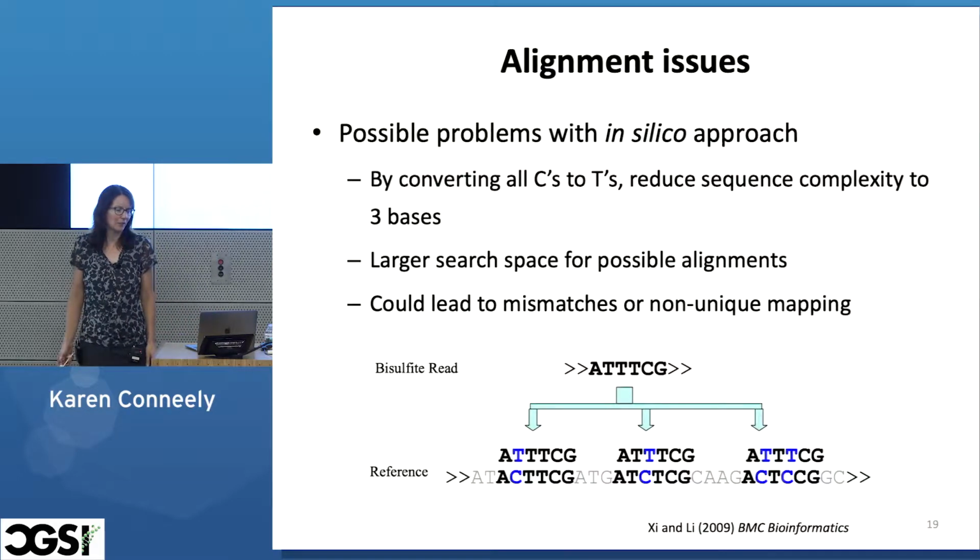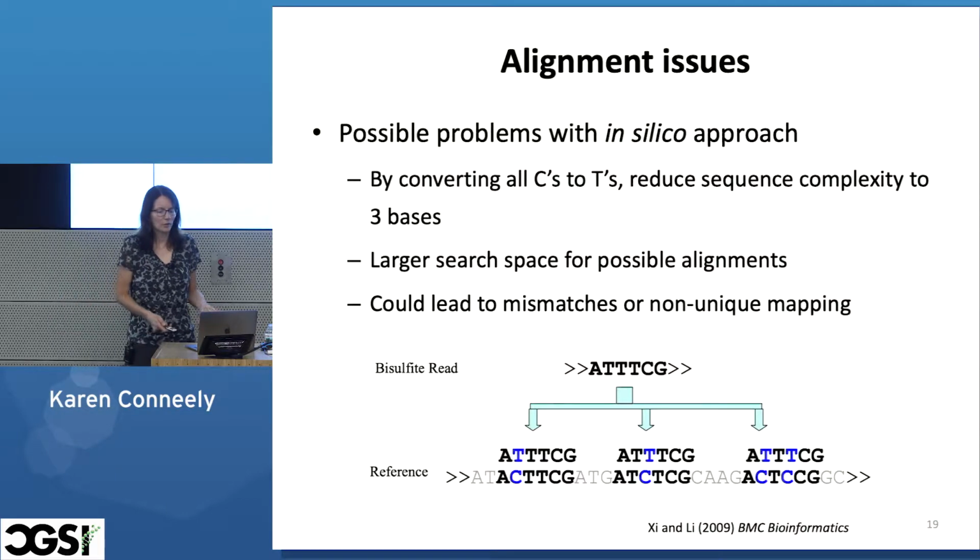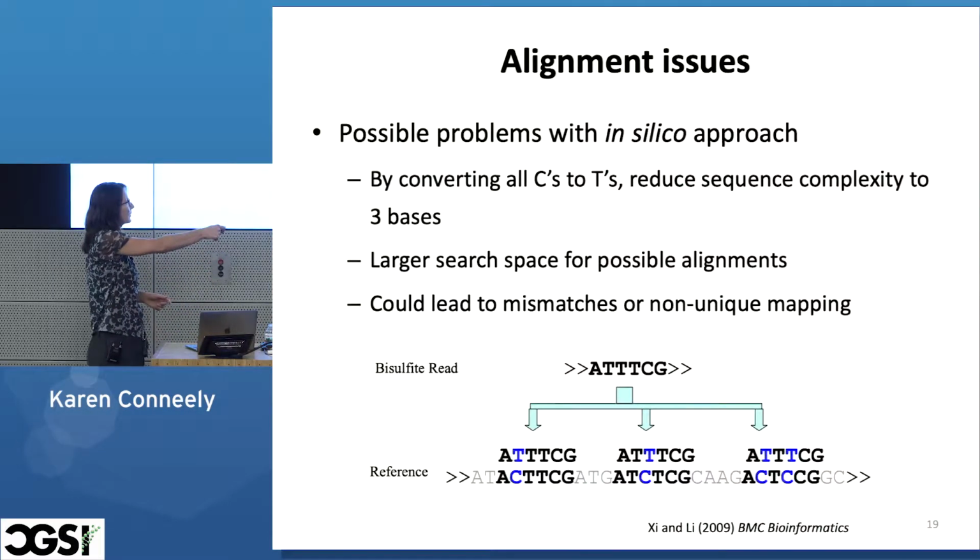A problem with the in silico approach is that by converting all the C's to T's, we've really reduced the sequence complexity to just three bases. And this makes the search space for possible alignments bigger than it needs to be. So another approach: if we see this bisulfite read here, just a little fragment of it, we know that if you see the C, you know you have a methylated C. It couldn't be anything else. Well, unless it's the complement, but we won't worry about that.